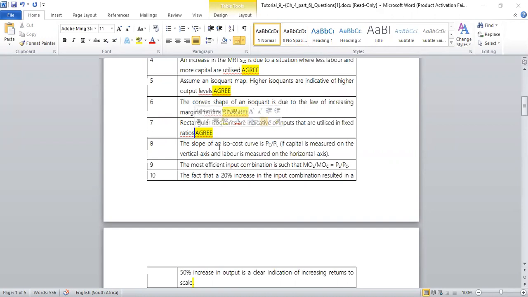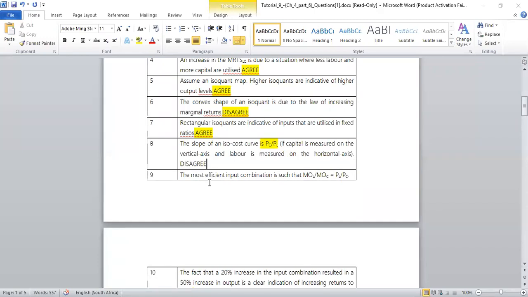The slope of an isoquant curve is the price of capital divided by the price of labor. Guys, when we are talking about the slope of an isoquant, it has to be the price of capital divided by the price. No, it has to be the price of labor divided by the price of capital. So this makes the statement false. So number 8, it's disagree.